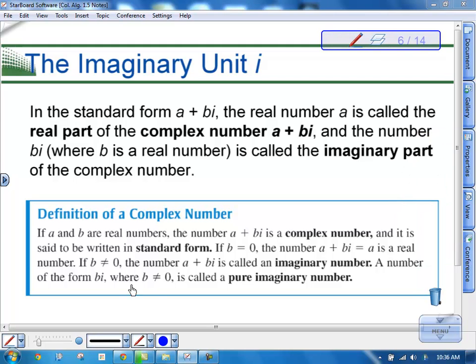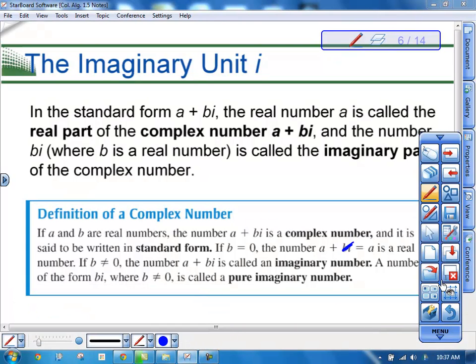Okay? And that's exactly what this says. a and b are real numbers. a plus bi is a complex number. It's written in standard form. If b equals 0, then obviously the imaginary part drops out, and you have a real number. And if b is not equal to 0, then a plus bi is called an imaginary number. And that's all you really need to know.